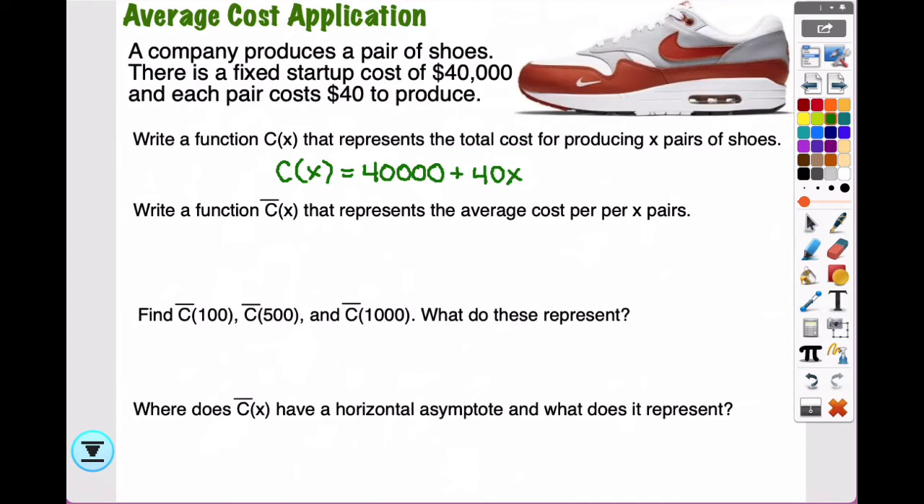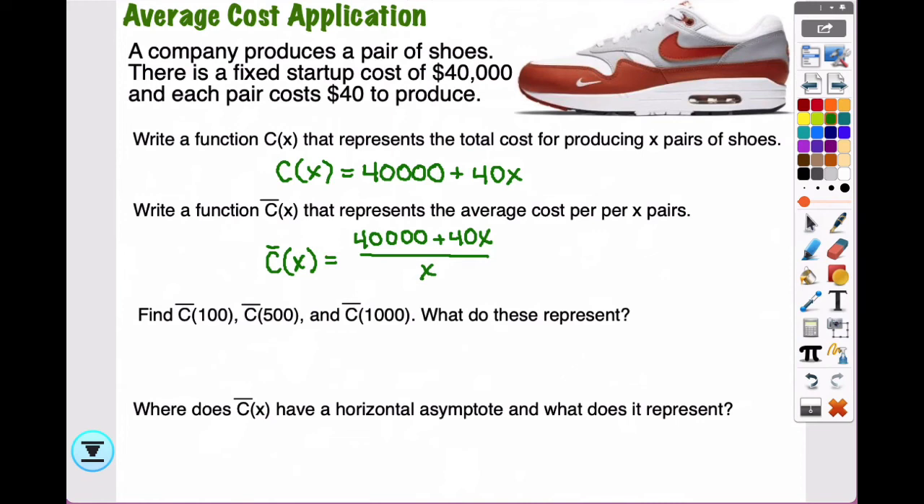What we want to think about is how much each pair costs. We want to think about the average cost. So to find the average cost, we would just take that total cost and divide by how many pairs we're getting. So we're going to call that C bar of x. We're going to take the total money that it's costing us and split that equally amongst each pair, and that will be our total dollars per pair for each pair of shoes. And that's a rational function, which is kind of fun.